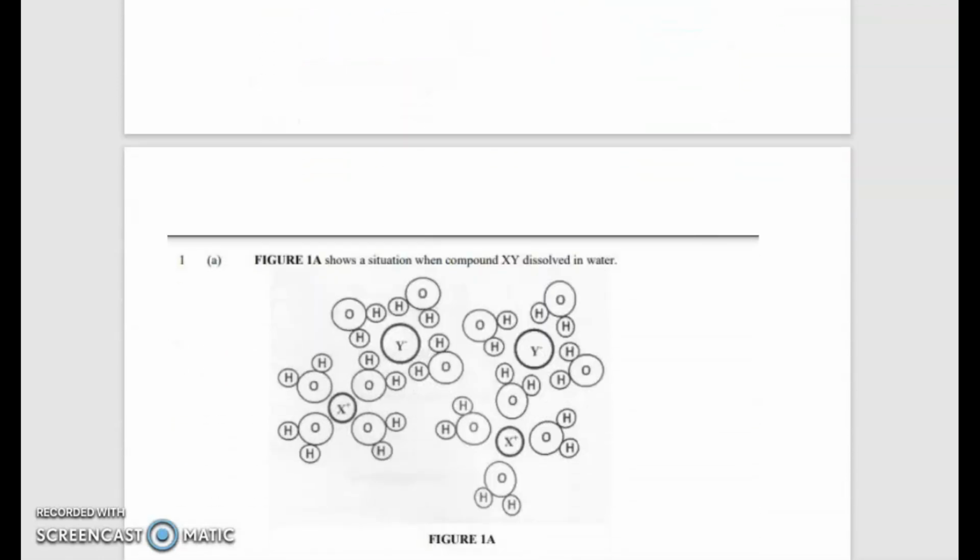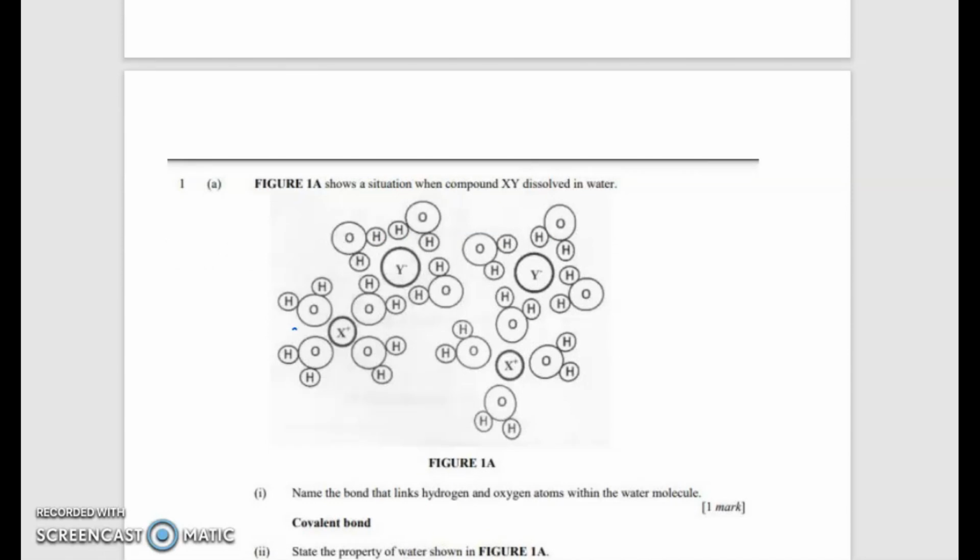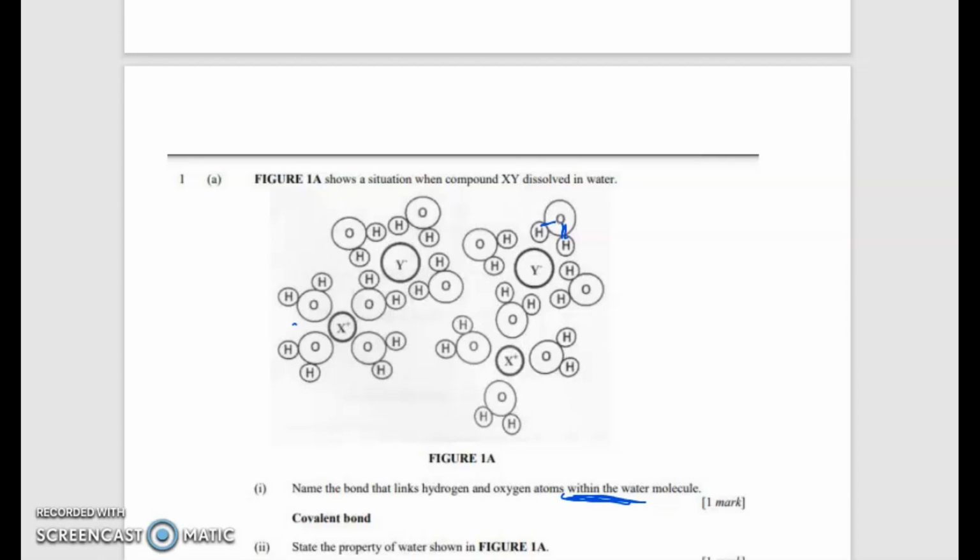Next question. Okay, still water molecule. Figure 1A shows a situation when compound XY dissolves in water. X and Y is a compound, but now it shows that X and Y are dissolved in water. So name the bond that links hydrogen and oxygen atoms within a water molecule. The keyword here is within. So oxygen and hydrogen within the same water molecule are connected by a covalent bond.